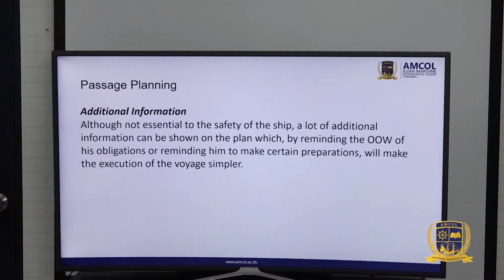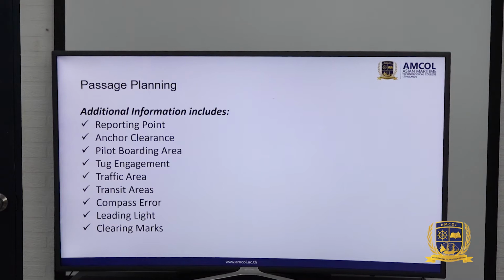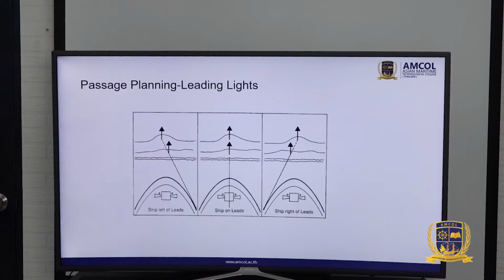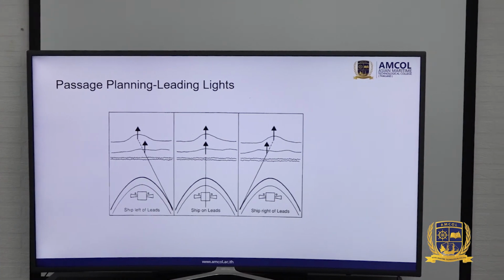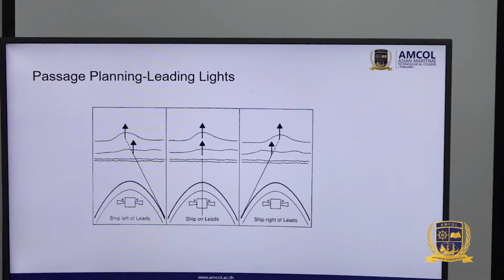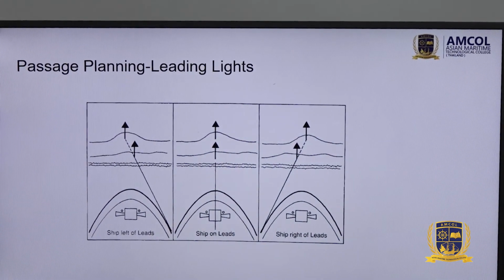Any additional information for safety which the officer thinks is required should be included in passage planning, which could be reporting points, anchor clearance, pilot boarding area, tug engagement, traffic area, transit area, compass error, leading lights or clearing marks. Leading lights not only help in safety of navigation, but also if you want to check your compass error, they are a good reference point.